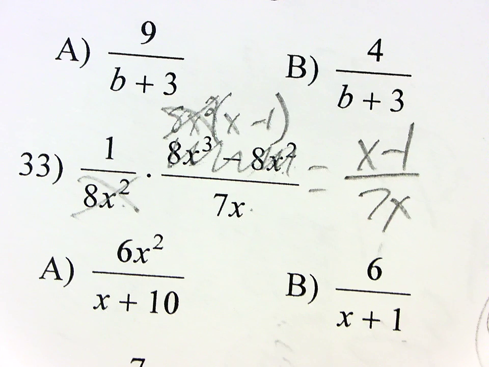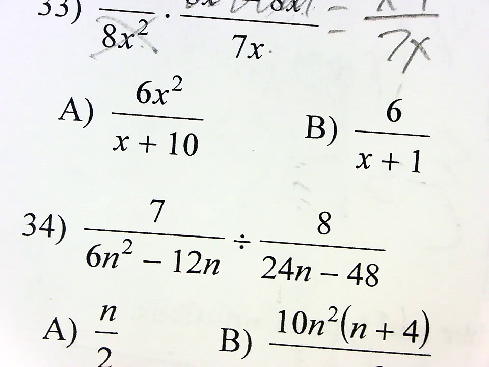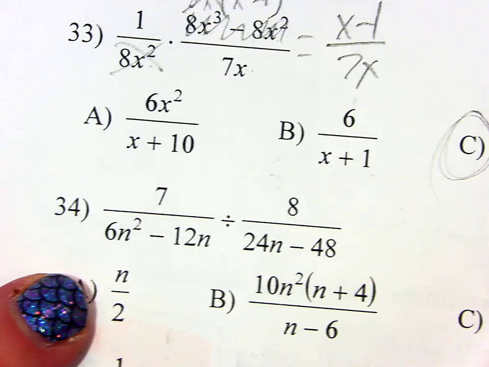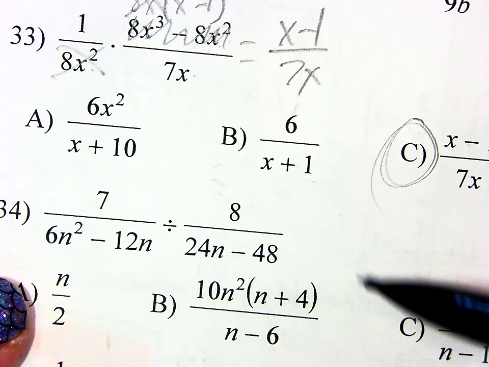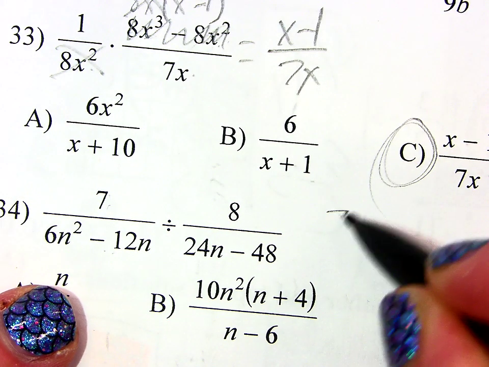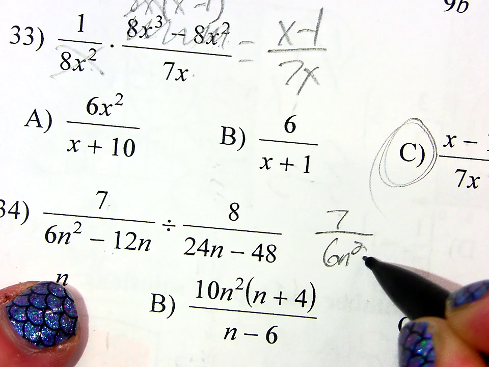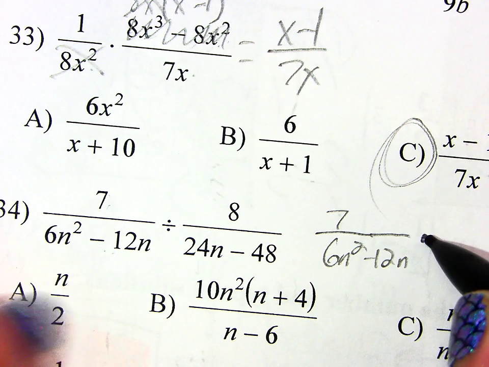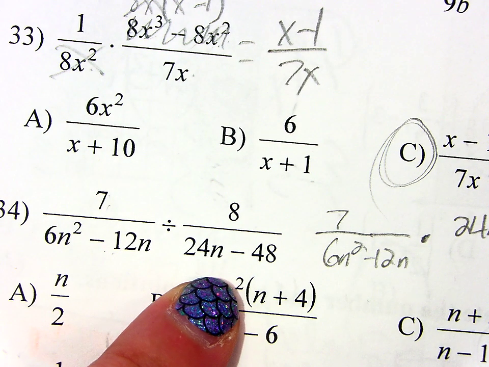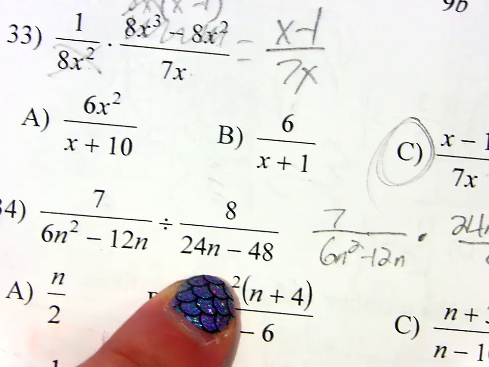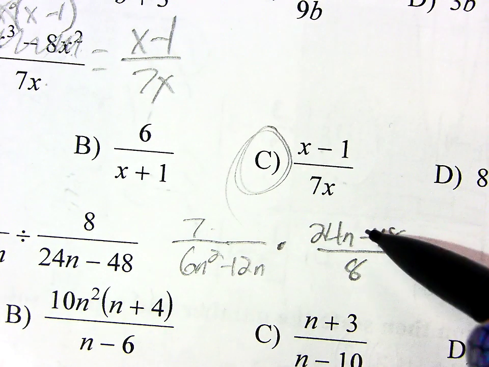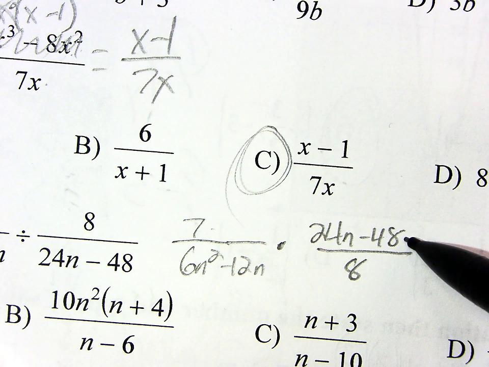34 is a little bit more complicated because it's a division problem. But, do you remember what the only thing is I have to do? Yeah, keep, change, flip, and then it becomes a multiplication problem. But you have to take the time to rewrite it. So the first fraction stays as it is. 7 over 6n squared minus 12n. Change to multiplication, and then you flip this one over. 24n minus 48 all over 8. Now it's the same problem that I just did, and I factor each piece by itself. 7, nothing to do. 24n minus 48, what could I do there?